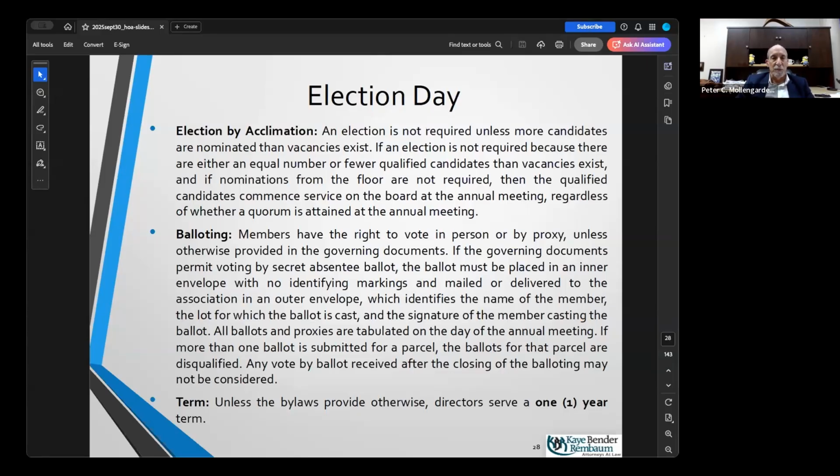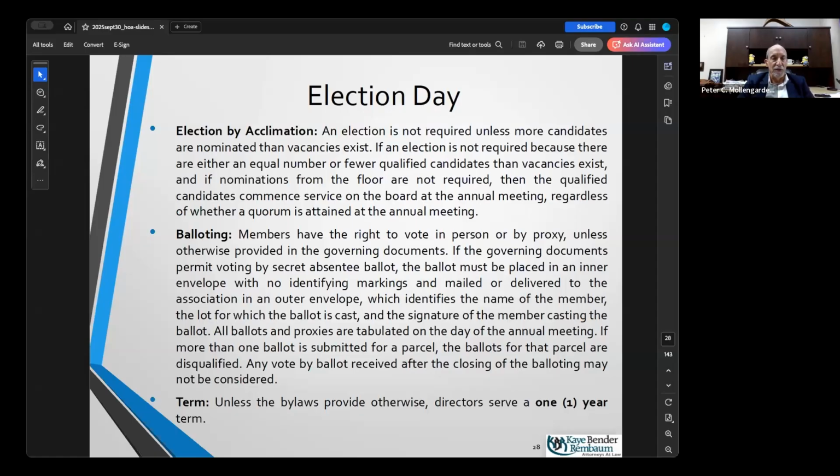If the governing documents permit voting by secret absentee ballot, then in that case, the ballot must be placed in an inner envelope with no identifying markings and mailed or delivered to the association in an outer envelope, which identifies the name of the member, the lot that the ballot is cast for, and the signature of the member casting the ballot. That's similar to a condo style, but again, that's if your bylaws have secret absentee balloting.